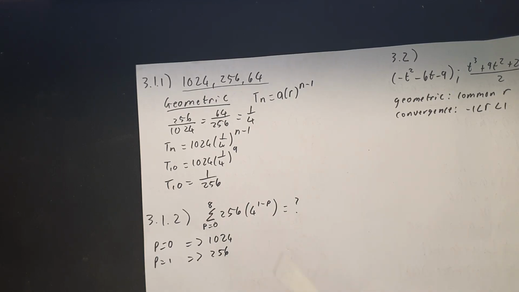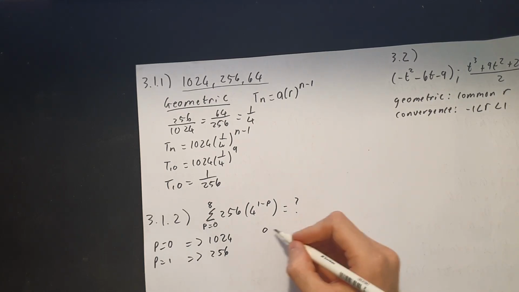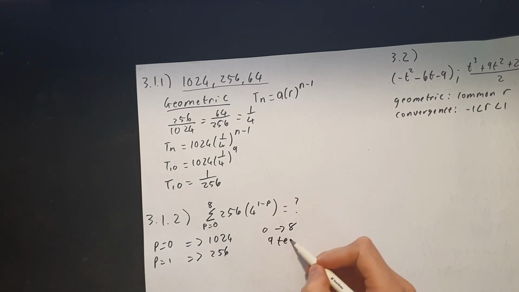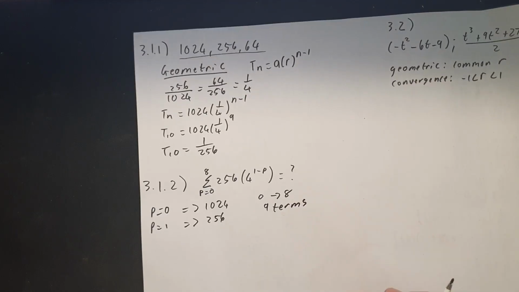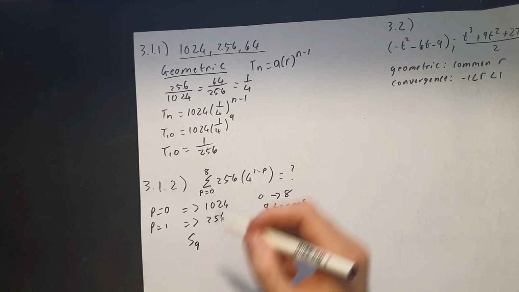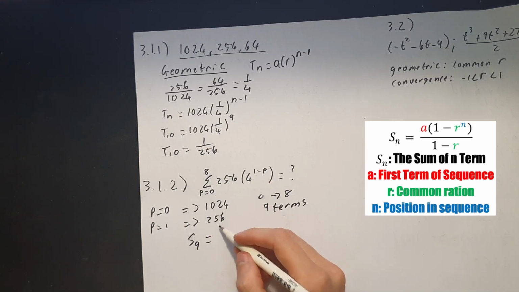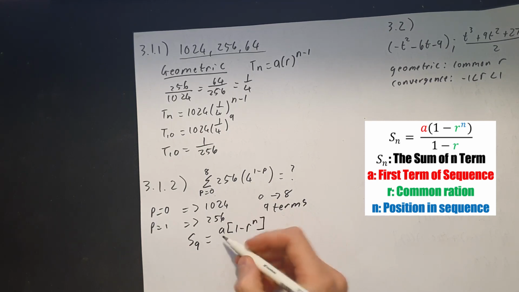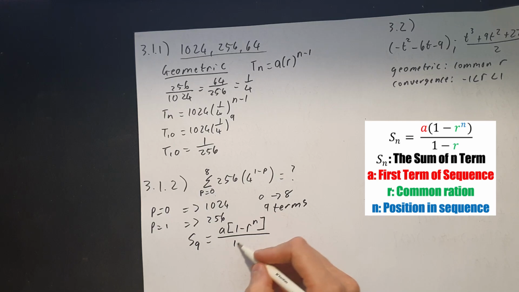So how many terms do we need to sum? Well, we need to include 0 all the way to 8. So that's a total of 9 terms, because you have to include 0. Therefore, we are looking for the sum to 9 of this geometric sequence. That is given as the formula on your formula sheet, a times 1 minus r to the n, all over 1 minus r.